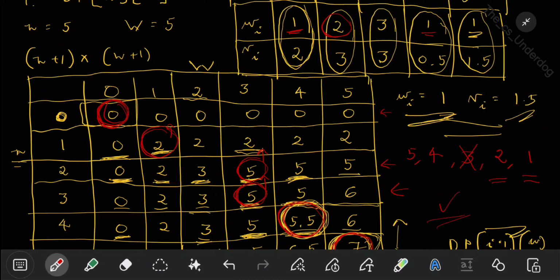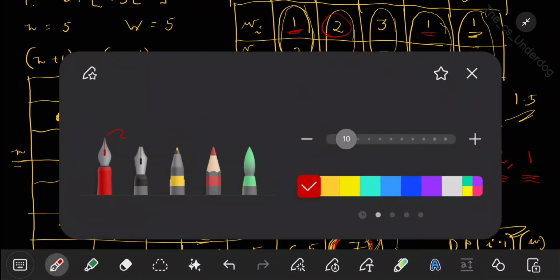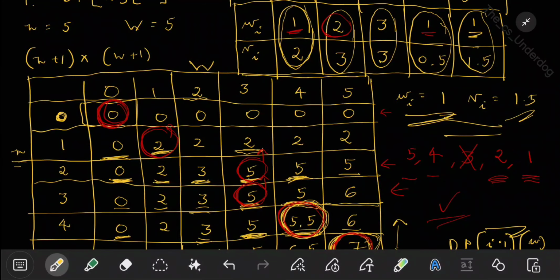You have checked all the items. So what do you know now? Fifth item, fourth item, second item and first item were included. So let us just verify the values if you include those items. The fifth item is having a value 1.5 and weight of 1. The fourth item is having value 0.5 and weight of 1. The third item is not included. The second item is having weight of 2, value of 3. What about the first item? Its weight is 1, value is 2.